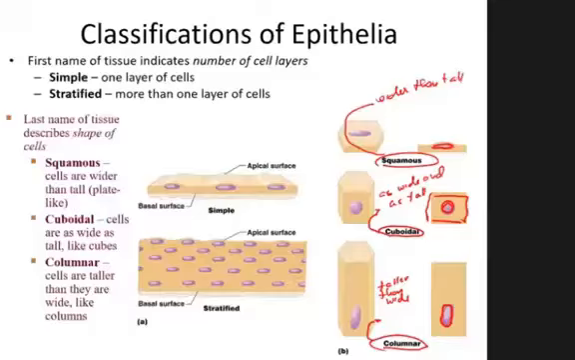Stratified is more than one layer. That's called stratified epithelium. So you can have the basic differences of the shape: stratified squamous, stratified cuboidal, and stratified columnar. So now we know the different types or classifications of epithelium based on the layers and the shape.